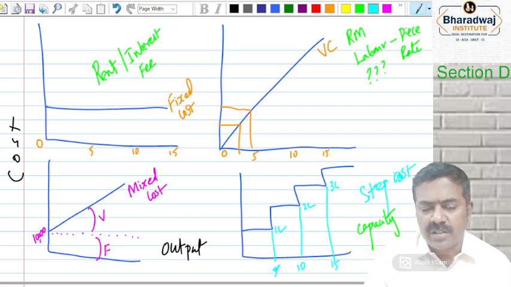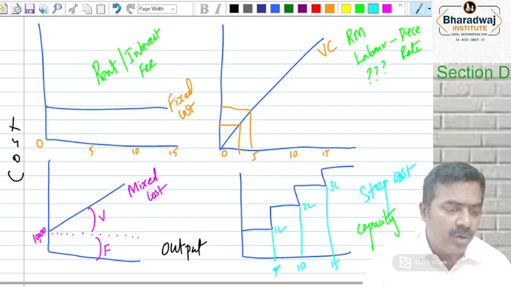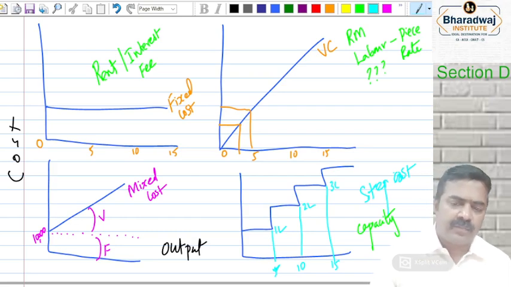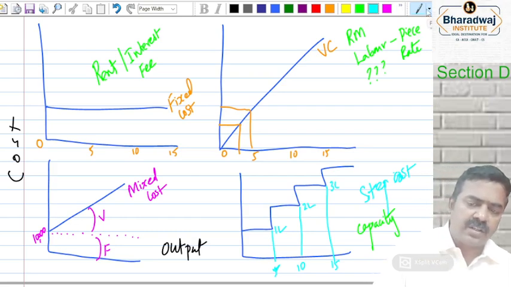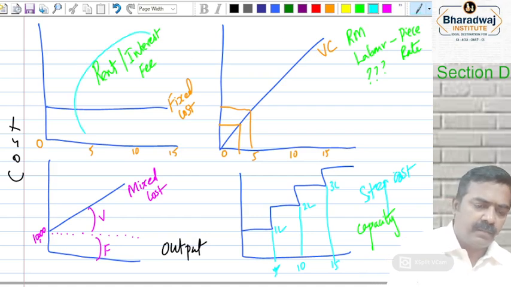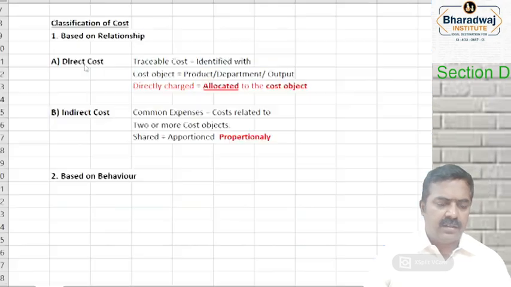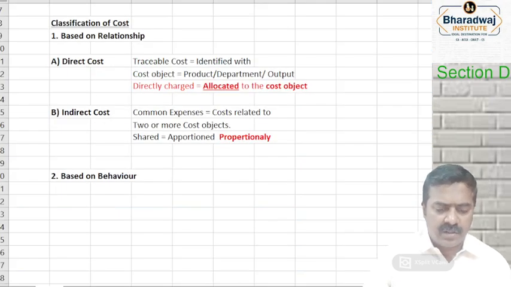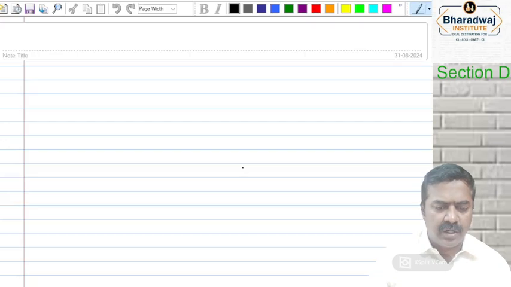So fixed cost, whatever may be the output, it will remain the same. And variable cost changes according to what?